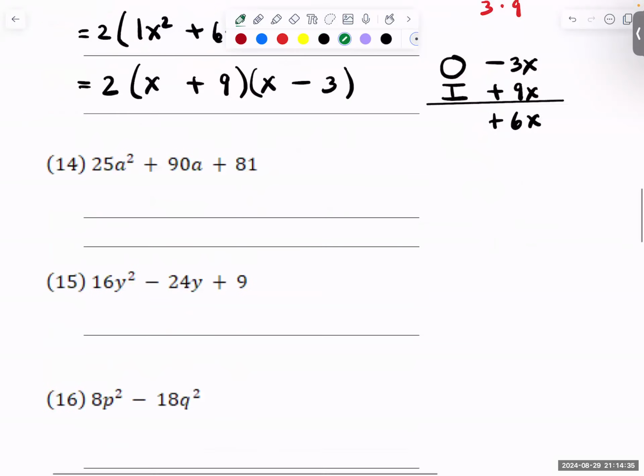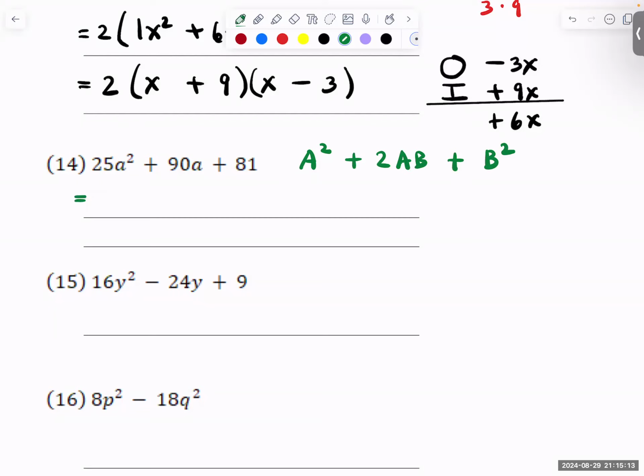Number 14. Now, notice the first term and the third term are perfect squares in a second degree trinomial. So this looks like a perfect square, A squared. The middle term contains a 2. So the formula we're going to use is A squared plus 2 times A times B plus B squared. And 81 is 9 squared. So in our formula, it's B squared.